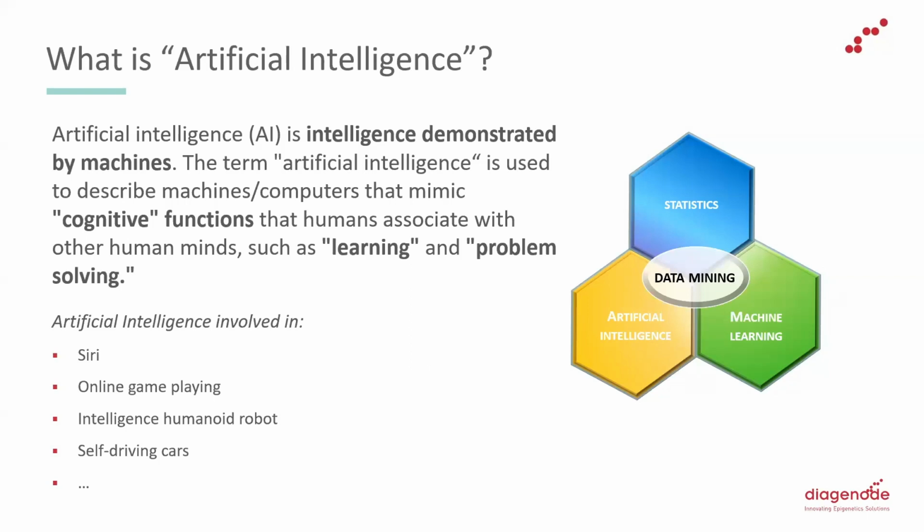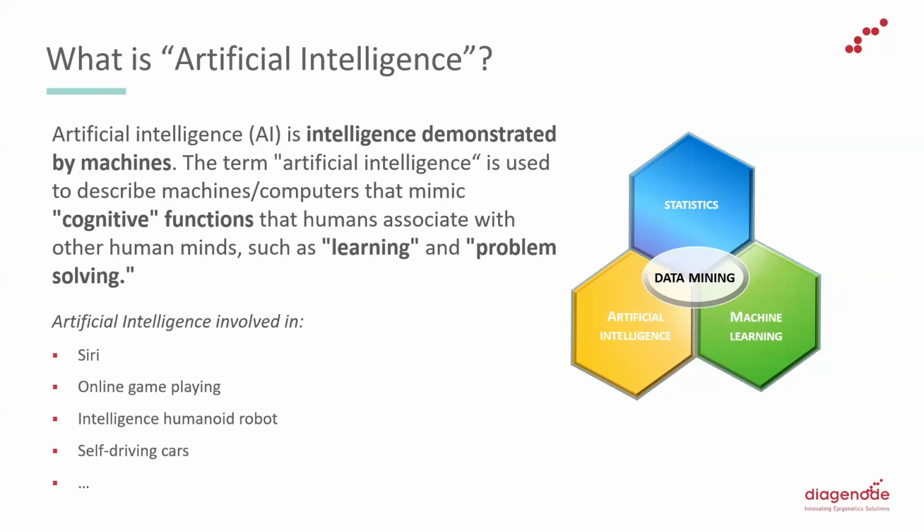We have examples of where artificial intelligence is used. For example, the Apple artificial intelligence Siri. It's also used in online game playing, intelligent humanoid robots, and self-driving cars.